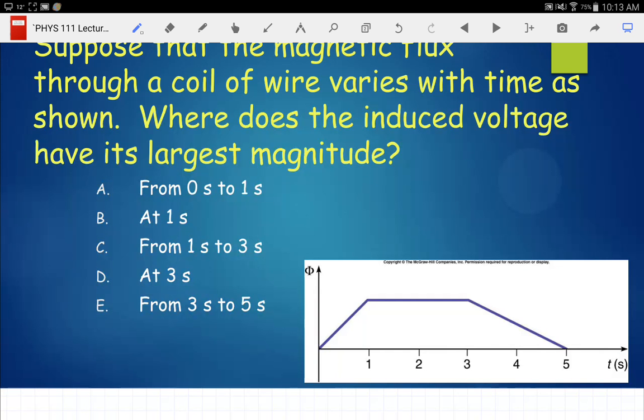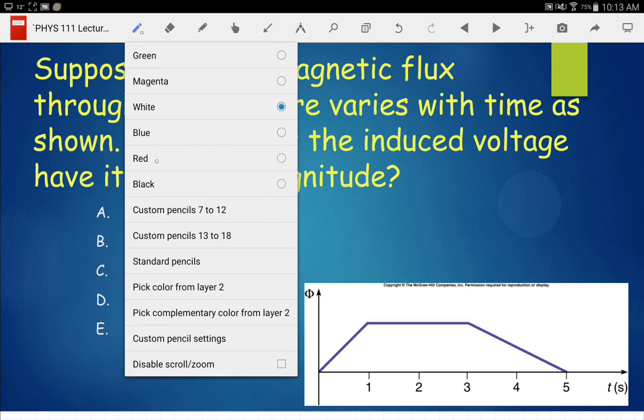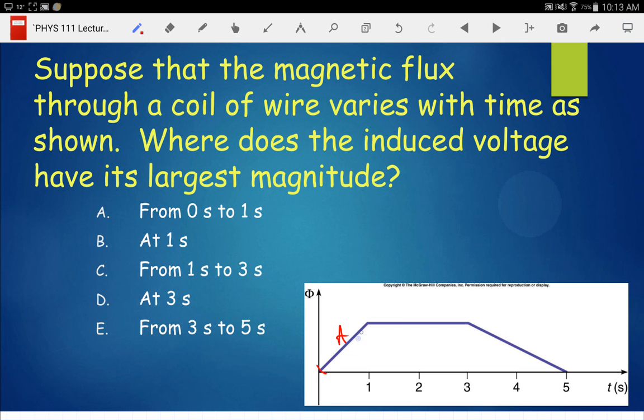Okay, this graph is showing magnetic flux on the vertical axis. So what we're saying is I have a loop, and the magnetic flux going through that loop is shown in this graph. And the question to you is, where does the induced voltage have its largest magnitude? Your options are, A is from here to here. B is right there. C is from here to here. D is right there. And then E is from there to there.